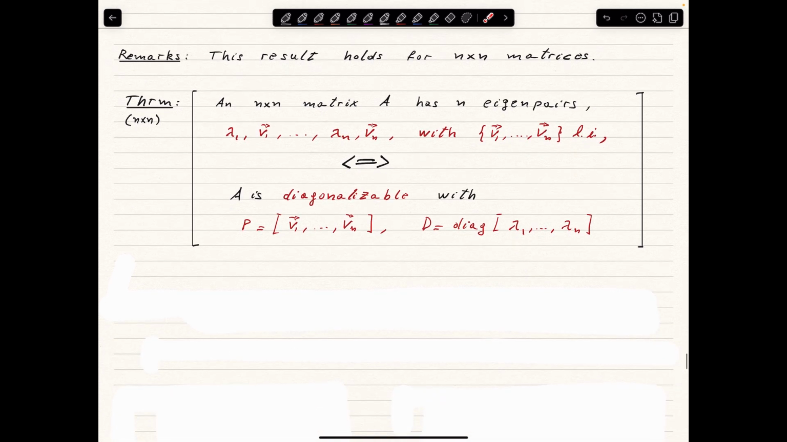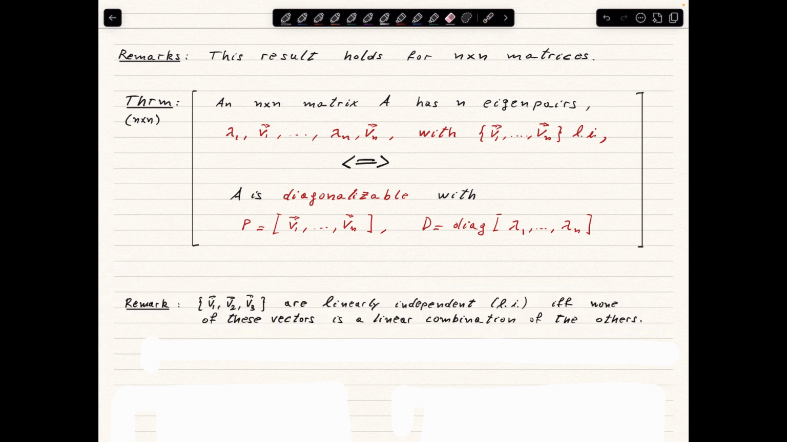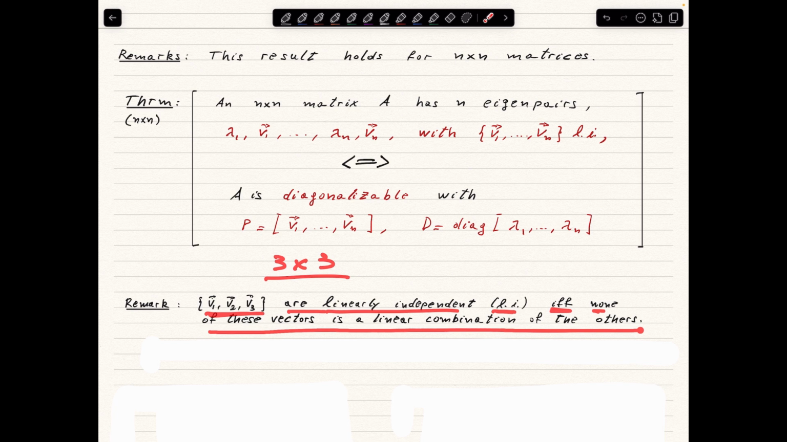What is this condition of the vectors being linearly independent? Well, let's go to 3 vectors. Then we can understand what we mean by that. Suppose we have 3 vectors, so we are in the case of 3 by 3 matrices. And we are going to say that these vectors are linearly independent if and only if none of these vectors is a linear combination of the others. That's the condition.